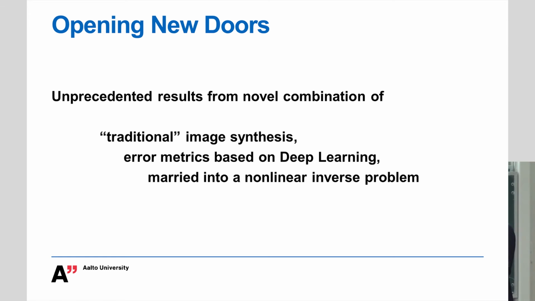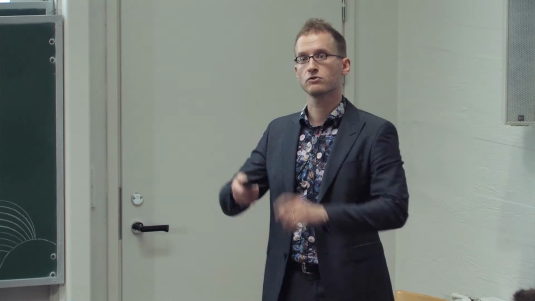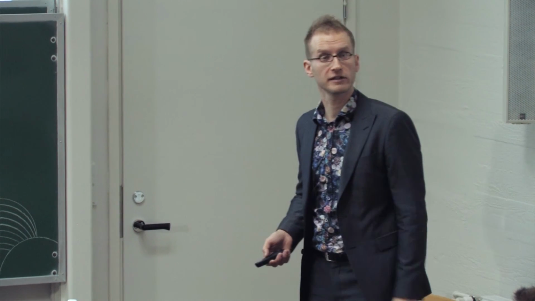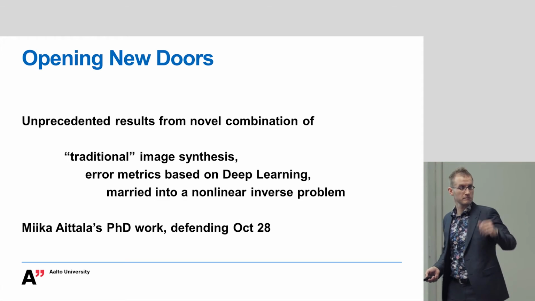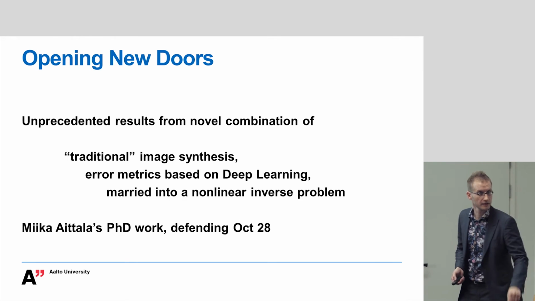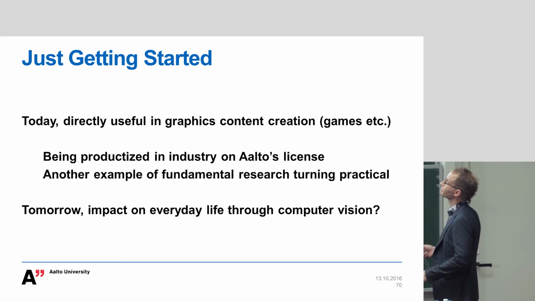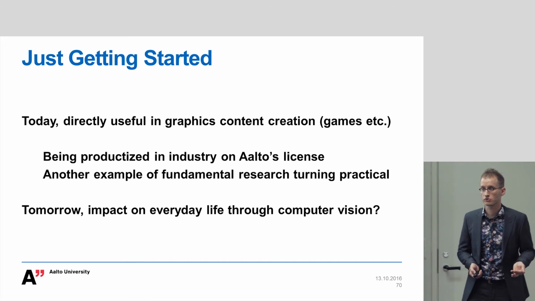So this is an unprecedented result in graphics and vision. It's brought on by a novel kind of combination of traditional forward rendering algorithms or image synthesis algorithms with learned error metrics from image recognition through deep learning, and all combined together and through mathematical optimization into a big nonlinear inverse problem. This is Miika Aittala's PhD work, by the way. He's defending in slightly more than 2 weeks. So this is today useful in the industry.